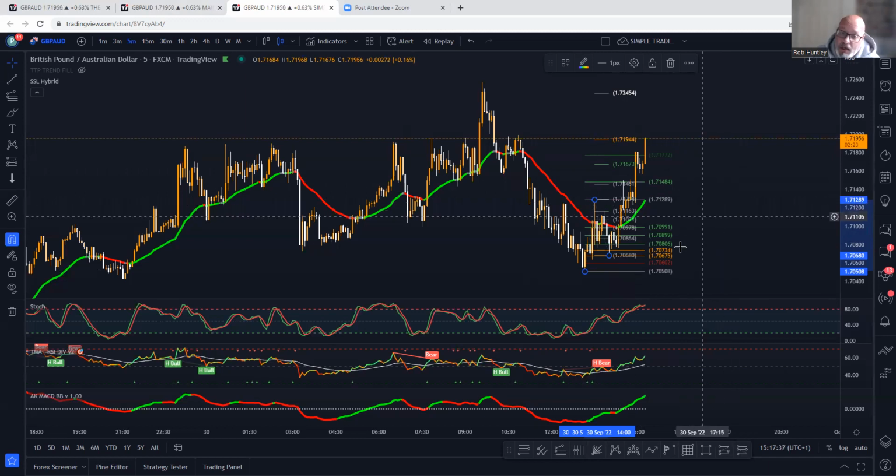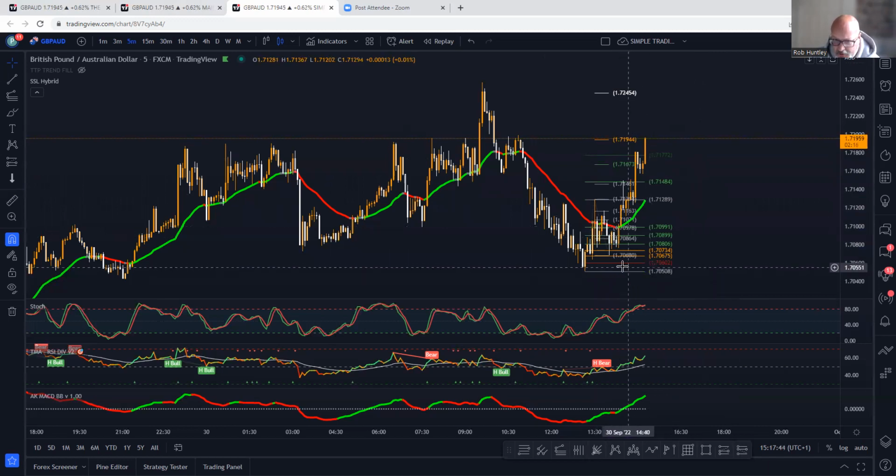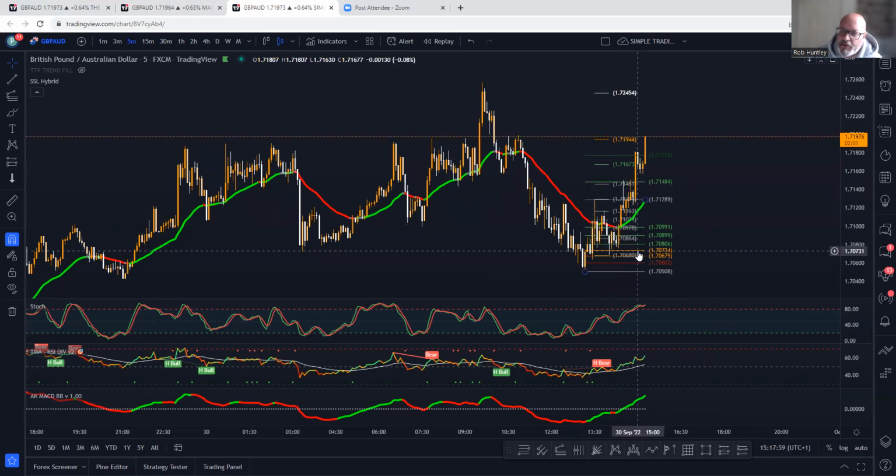So again, another way of saying let's use the fib retracement to get the entry, and then the trend-based fib extension for potential targets as well. If you're not happy with just 100 pips from the original fib retracement, you can use a trend-based fib extension as well, which will give you this slightly higher level here.